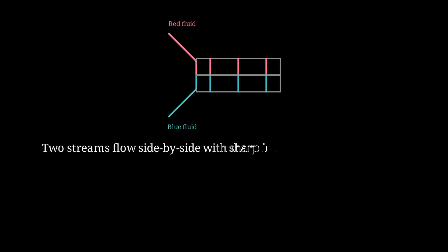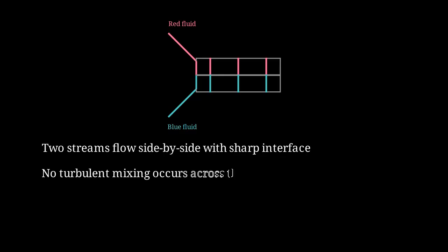The two streams flow side by side, maintaining a sharp interface between them. There is absolutely no turbulent mixing across the interface because turbulence cannot exist at such low Reynolds numbers. At the microscale, molecular diffusion becomes the only mechanism for mixing. The diffusion coefficient for small molecules in water is about 10 to the minus 9 square meters per second.